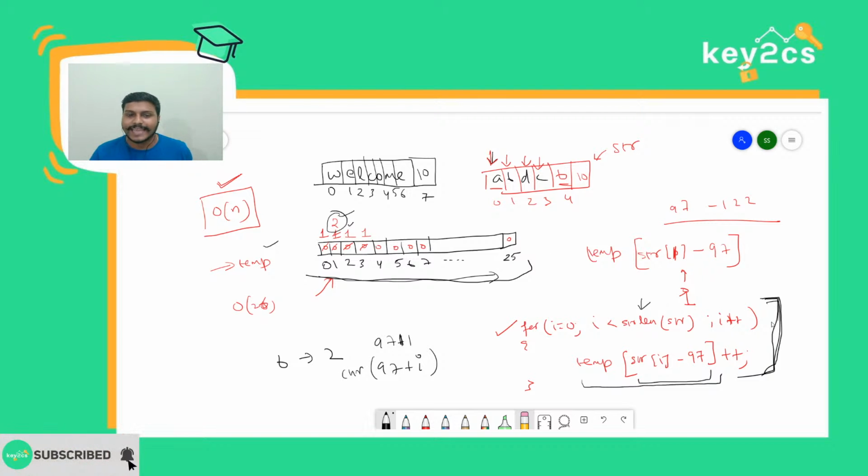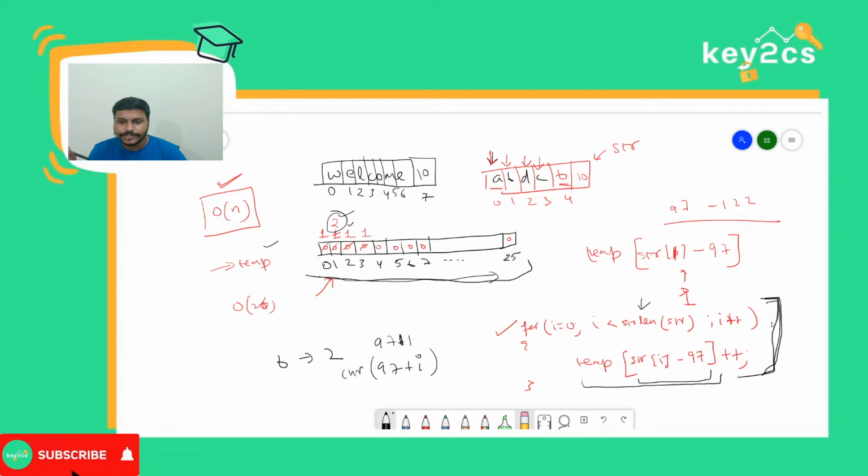Next, you just have to scan the temporary array. That is simple. i equal to 0, i less than 26, i plus plus, and you check whether temp of i is 0. If any temp of i is 0, you stop the loop and print not pangram. Got it? So likewise you do.